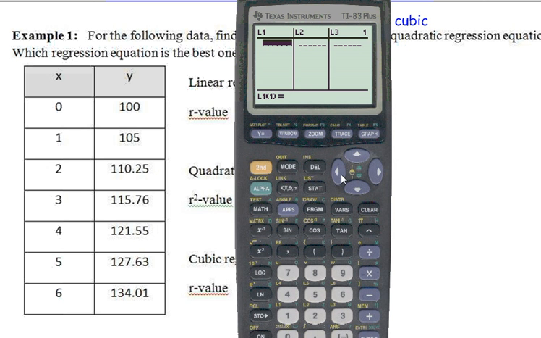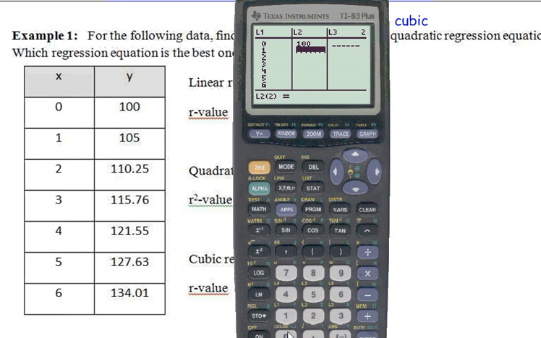So let's enter in this data. L1: 0, 1, 2, 3, 4, 5, 6. And L2: 105. If you just walked in, you need this yellow piece of paper. Okay, 121.